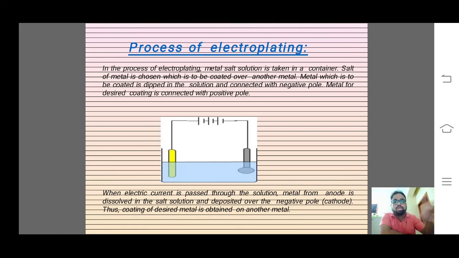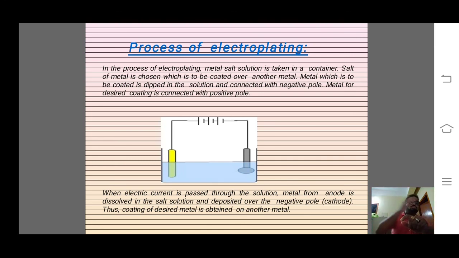So this coating of the desired metal is obtained on another metal. So simple students, electroplating is a very simple process. Suppose you need to coat copper, put copper in the negative side, and you want to coat copper with iron, you take iron. If you want to coat iron, take iron in the negative side. So the metal which is to be coated should be the negative side, and the metal through which you will coat should be in the positive side.